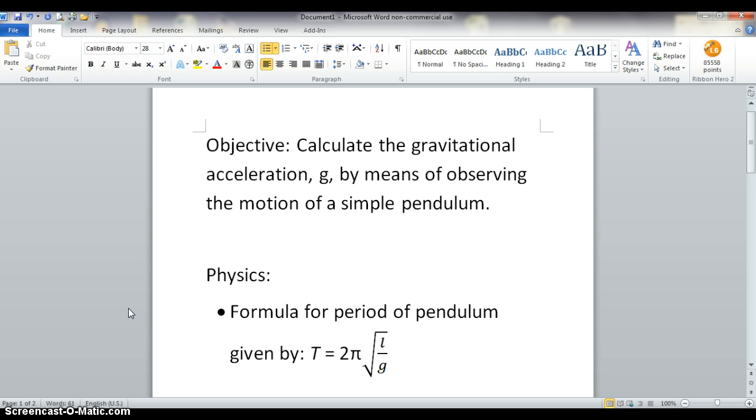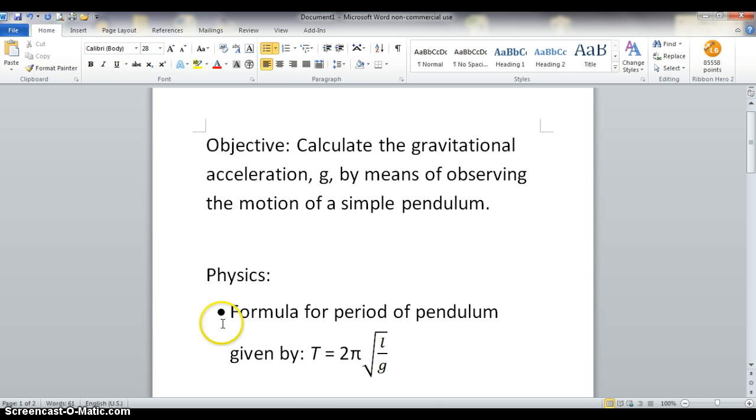First off, we have the formula for the period of the pendulum, which is given by T equals 2 pi times root of L divided by g, where L refers to the length of the pendulum, g the gravitational acceleration, and T the period of the pendulum.